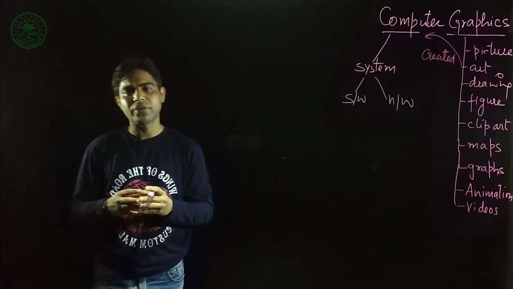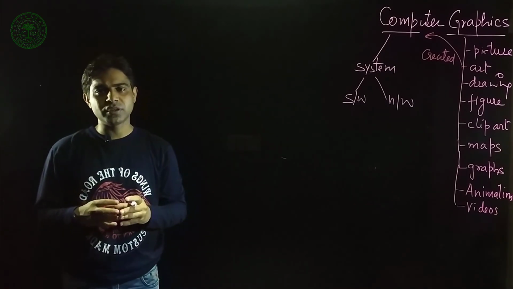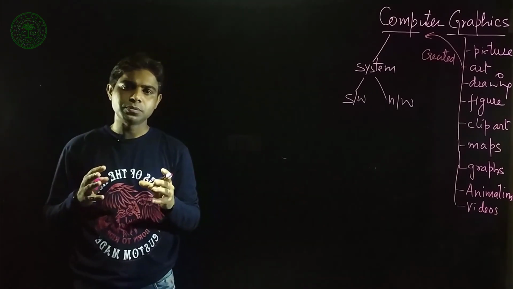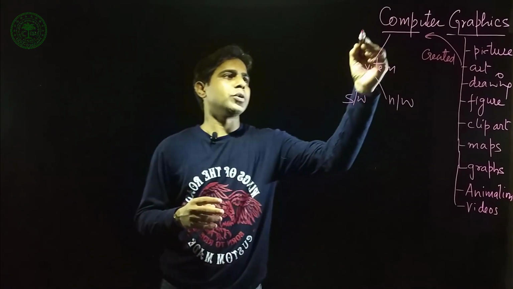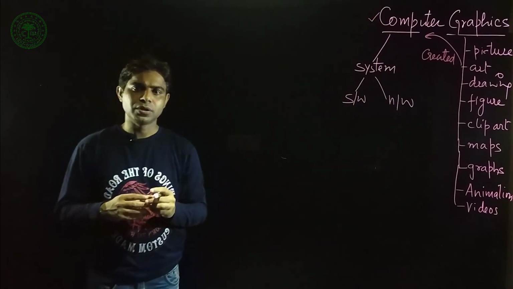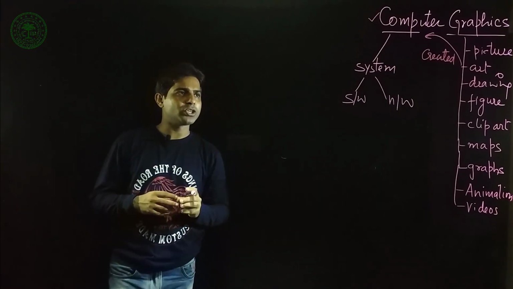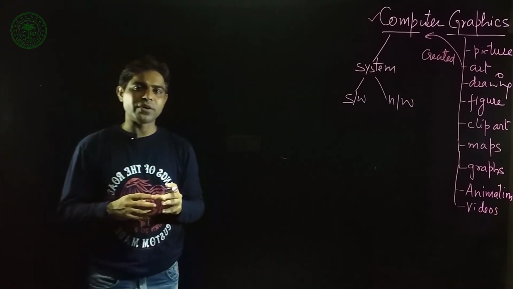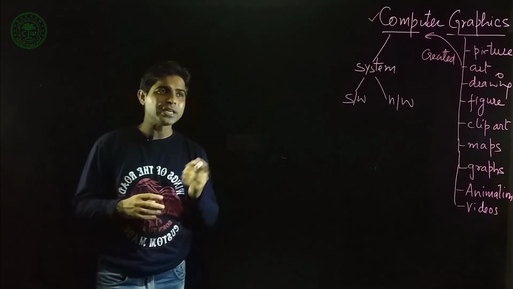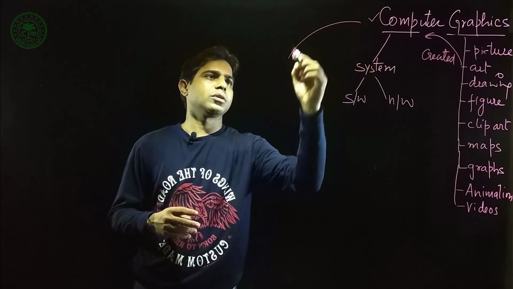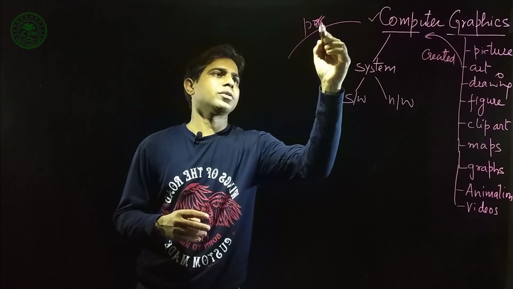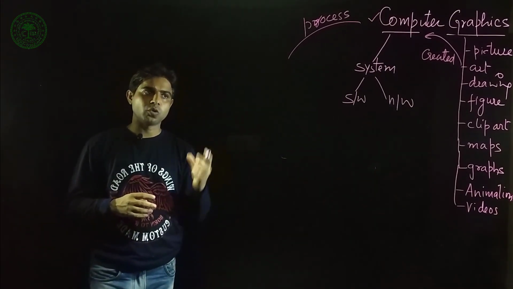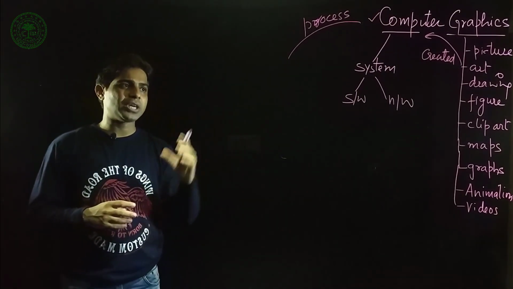In simple words, if I try to define what computer graphics is, images that are created with the help of a computer system will be defined as computer graphics. So this is the definition of computer graphics in simple terms. In more technical words, it is basically a process through which an image or any picture is generated. It is a process that a picture has to go through.